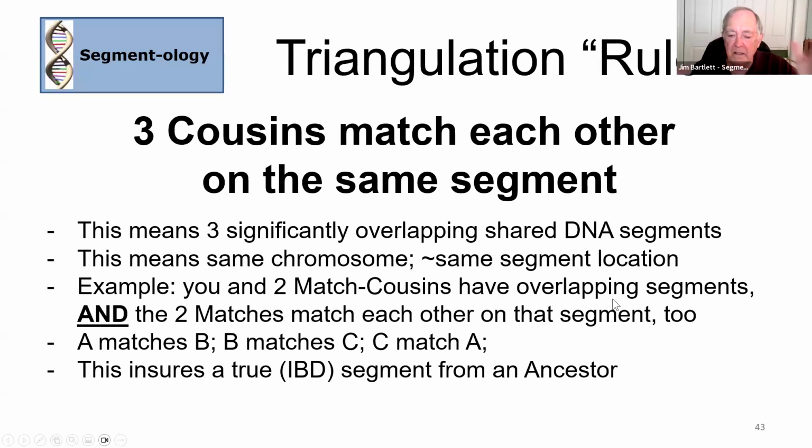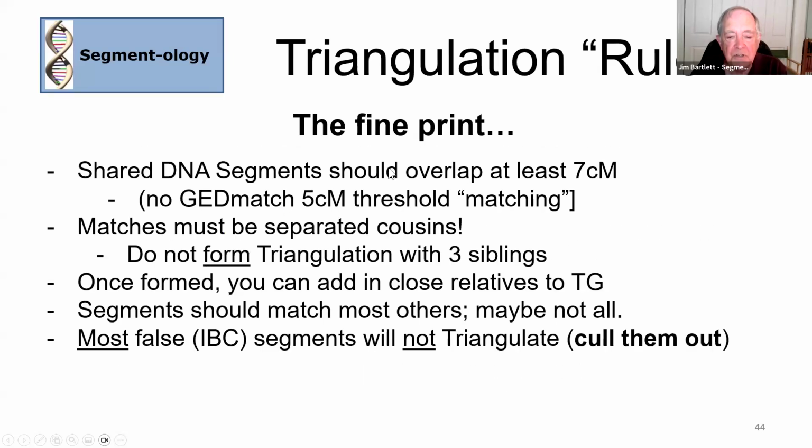By having that separation between these 2, you're making sure you're not getting the same thing from both of them. And those 2 matches match each other on that segment. Or if you can figure out that these 2 matches are on your paternal side or maternal side, which often you can, then that's the triangulation rule. That ensures a true segment from an ancestor. Very powerful information.